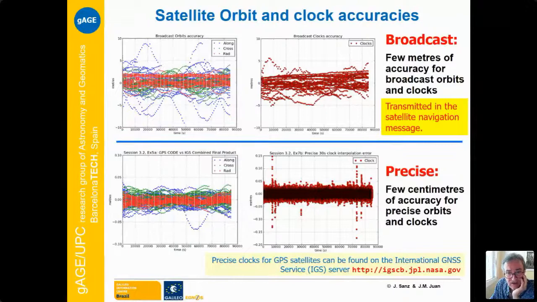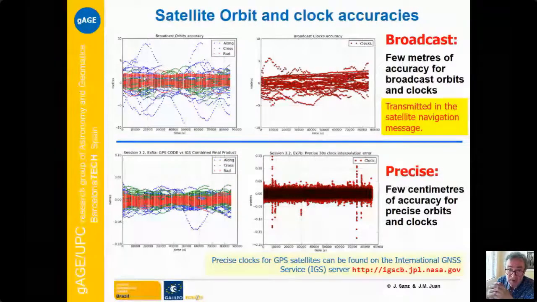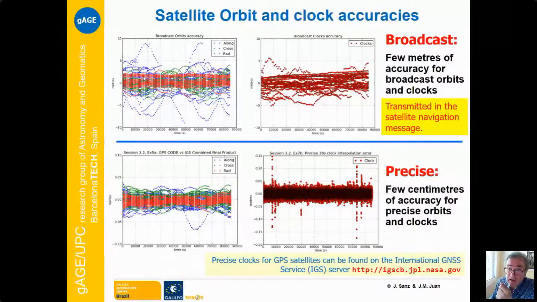Then, as we can see, the error in the radial component is at the level of 1 sigma, 2 meters. Then the error in the cross track is quite similar, and along track, well, it depends on the satellite. But there are errors of a few meters in the accuracy of the coordinates we can compute using the navigation message, and this is for the clock offset.